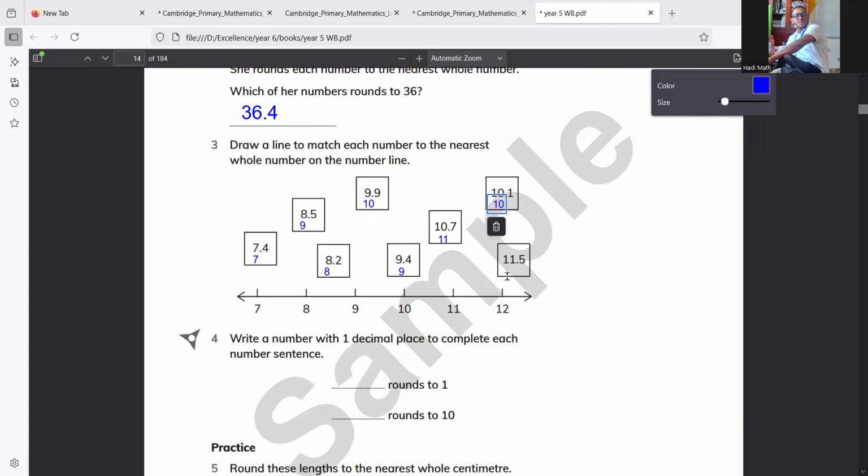This is 11.5. The whole number is 11. Look at the digit after the decimal point, in the tenths place, which is 5. 5 is equal to 5, so you're going to add. It's going to be 12.